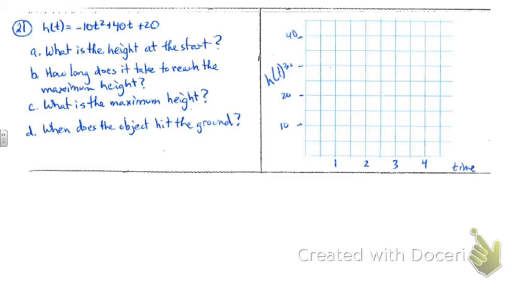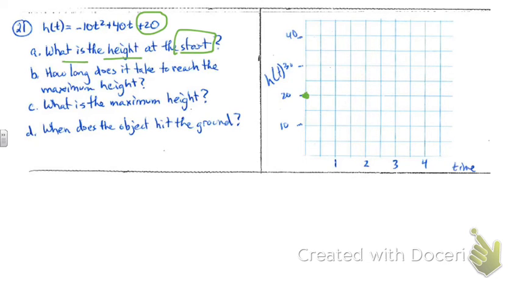Parabola is the last thing we did, quadratics. These are the 4 basic questions we can ask. What is the height at the start? So I'm looking for height, and the key is right here at the start. That's when time is 0. And it's always this C value. So I know this thing starts and then it's going to go up from there.